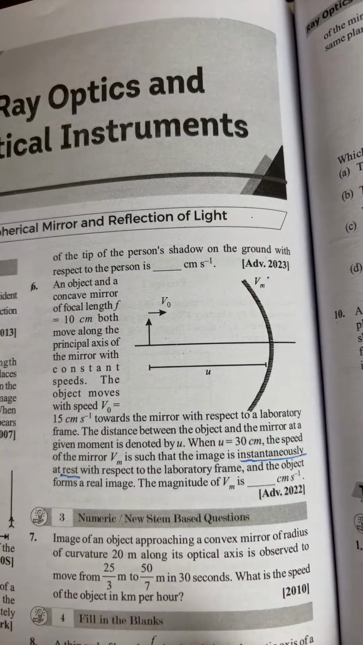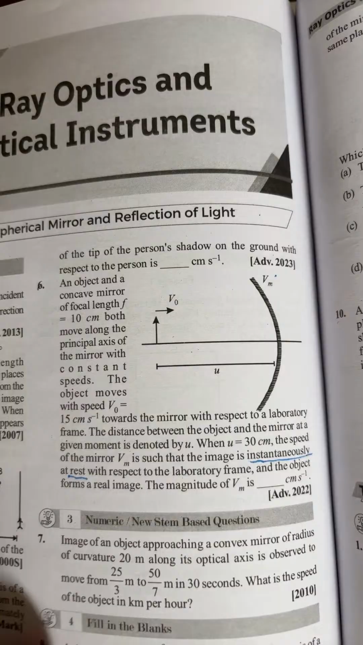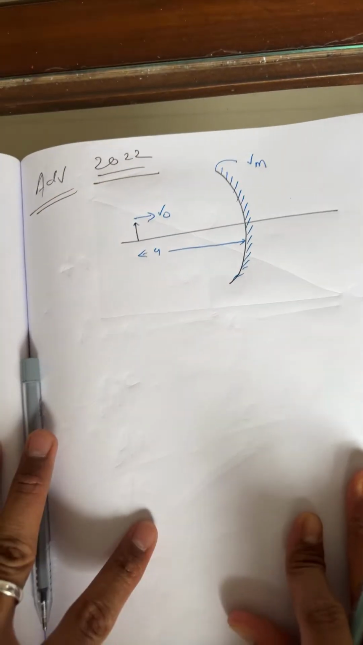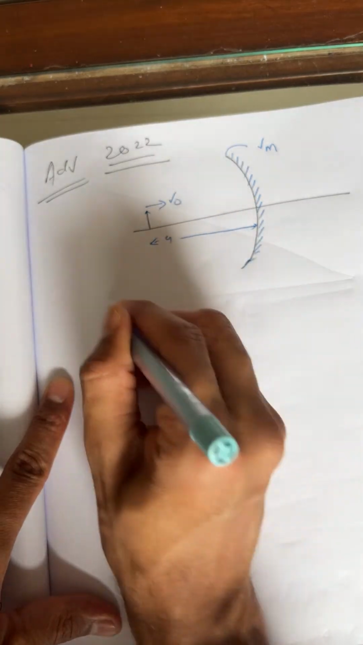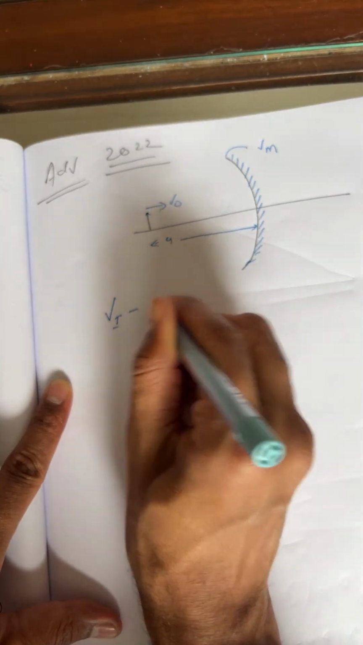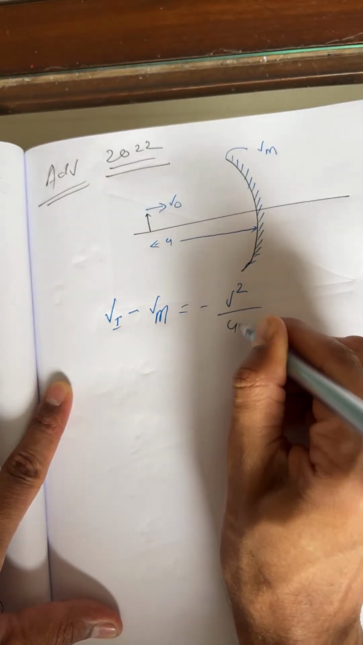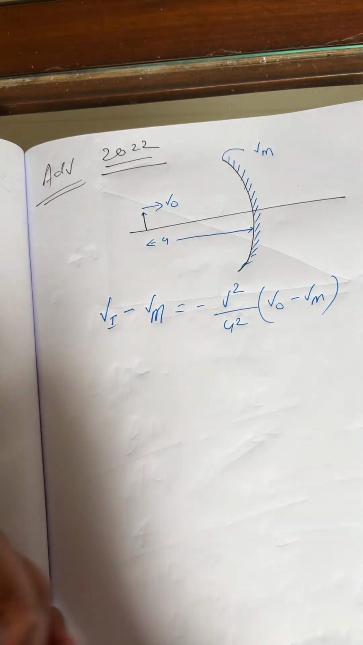So we wish to find the velocity of the mirror. It's again an easy question, you can do it easily. We'll go through this formula which I gave yesterday: Vi minus Vm is equal to minus v square by u square times Vo minus Vm.